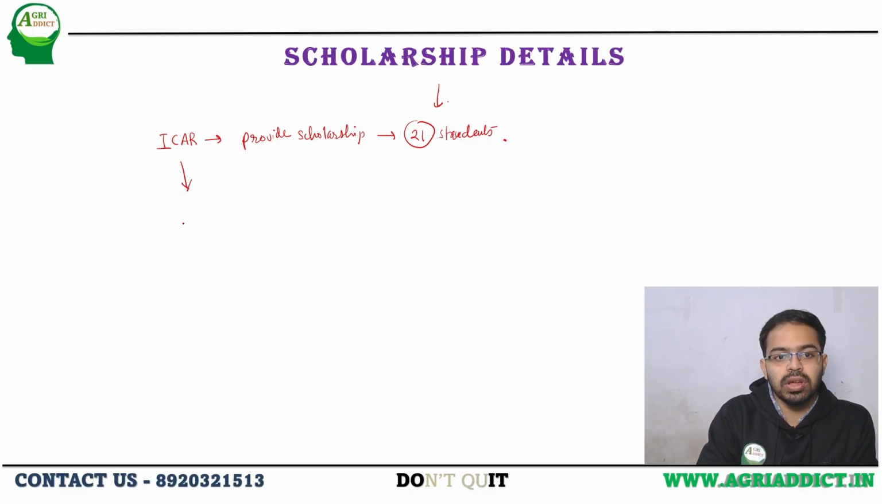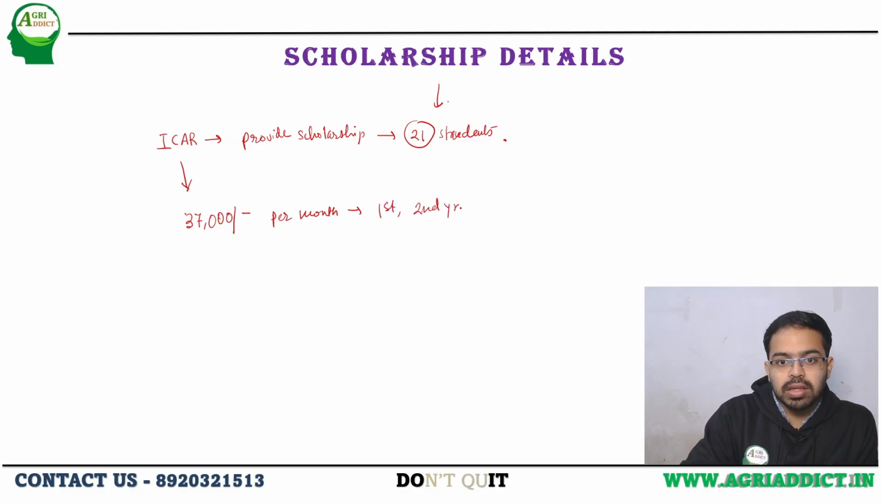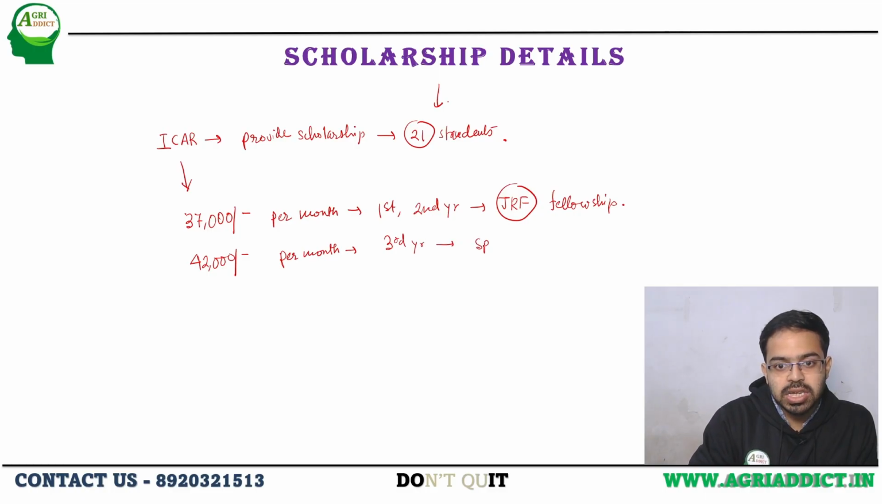After completion of your admission in PhD, you will be given 37,000 per month for the first 2 years, that is first year and second year. This is known as JRF fellowship, that is junior research fellowship. And in the last year, that is the third year, you will be given 42,000 per month, and it is considered as SRF fellowship.